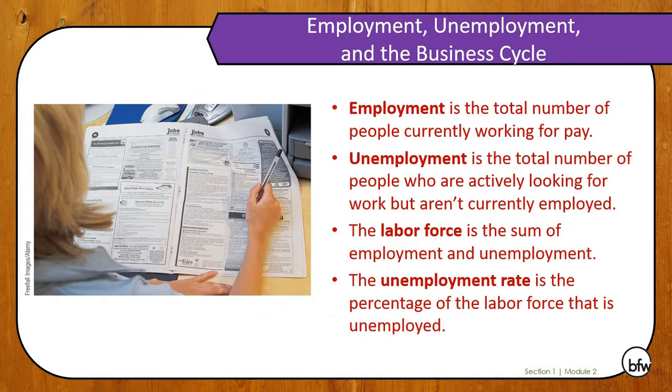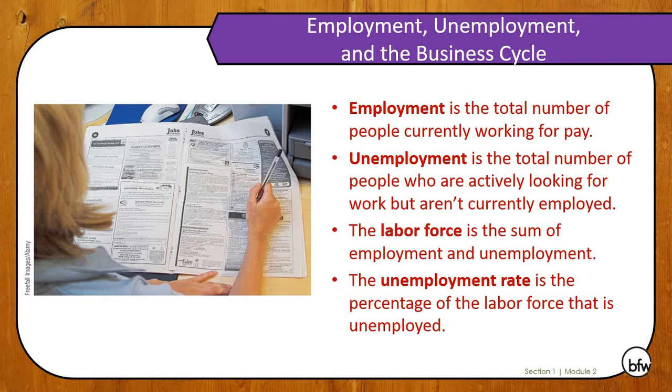Now, employment, unemployment, and the business cycle. Employment is the total number of people currently working for pay. Unemployment is the total number of people who are actively looking for work but aren't currently employed. The labor force is the sum of employment and unemployment. The unemployment rate is the percentage of the labor force that is unemployed.